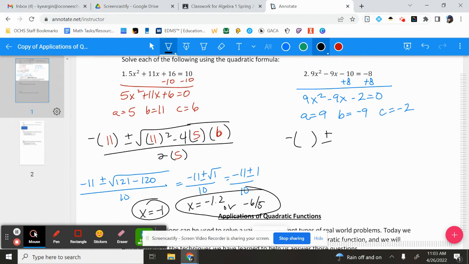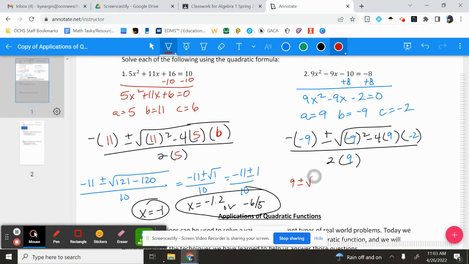So I'm going to do negative b plus or minus the square root of b squared minus 4 times a times c, all over 2 times a. And then we're just going to plug in our values. Negative b, a, and c. Again, you can just put this directly into your calculator, or if you prefer, I can show you what this would be. Negative times a negative gives you 9 plus or minus 81, minus 4 times 9 is 36.